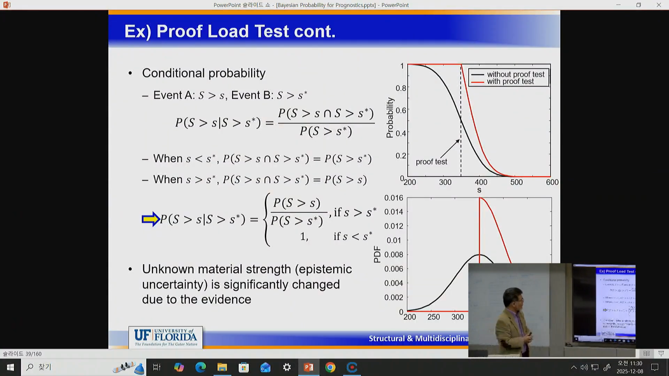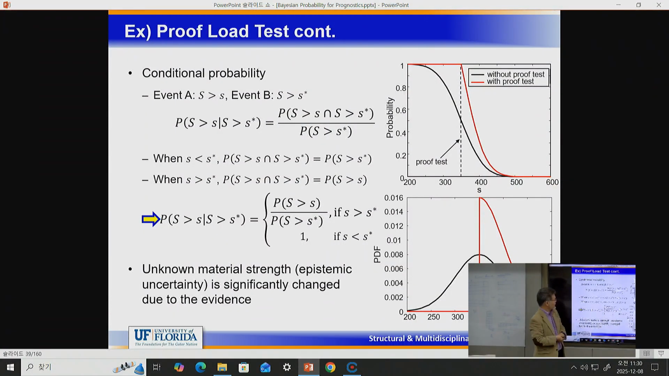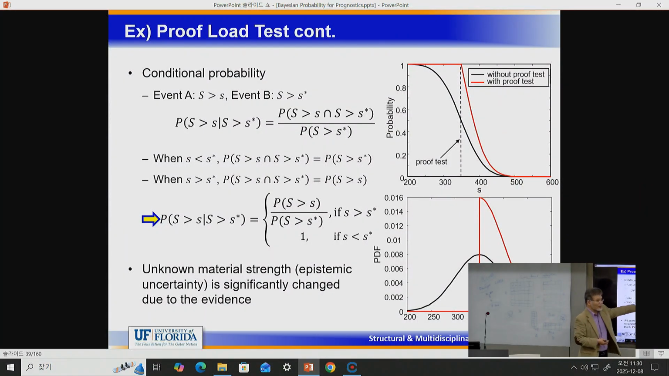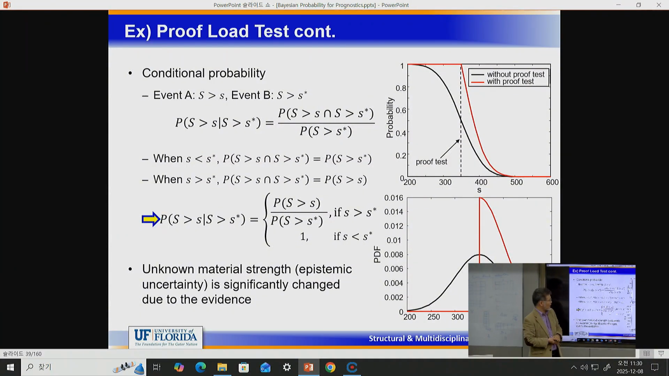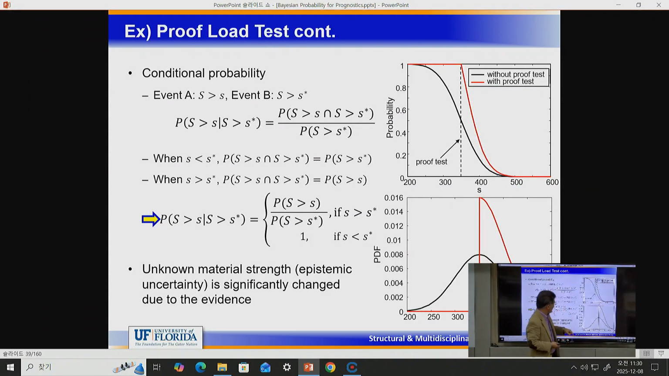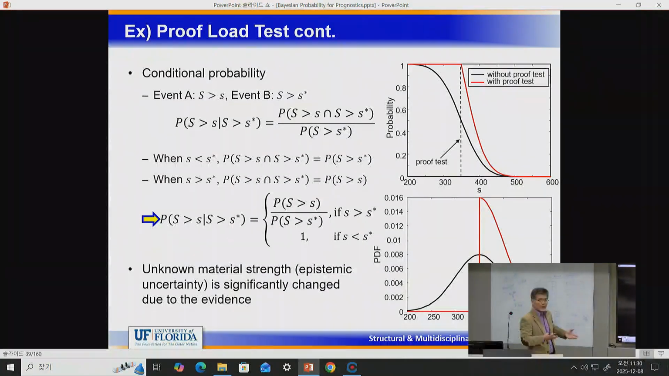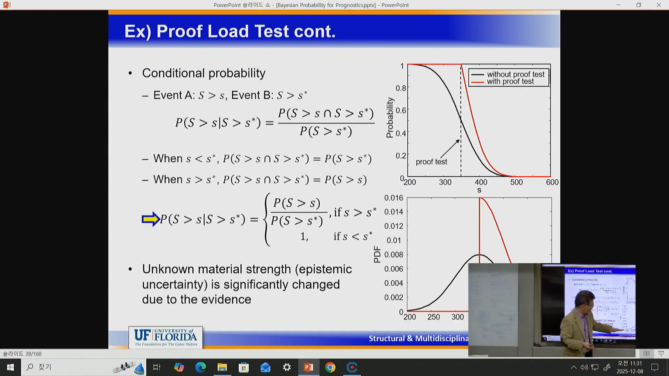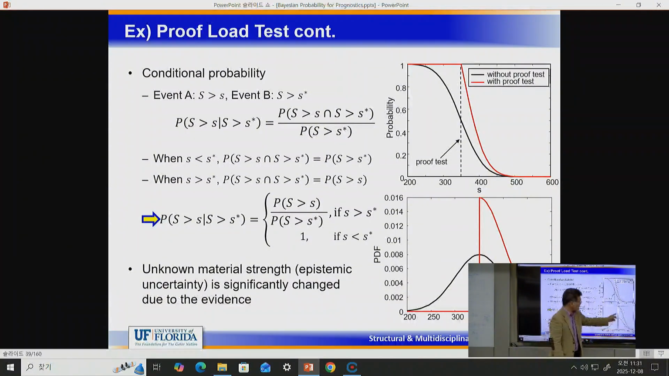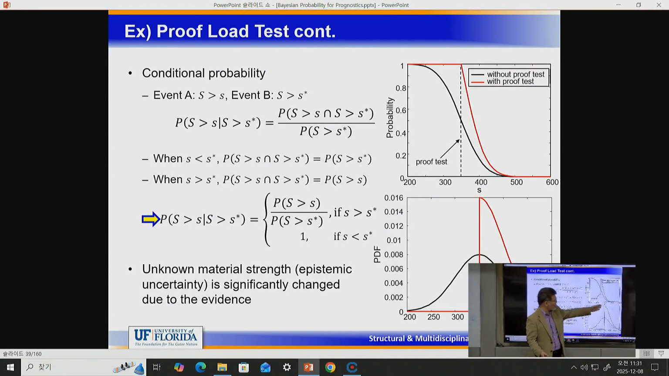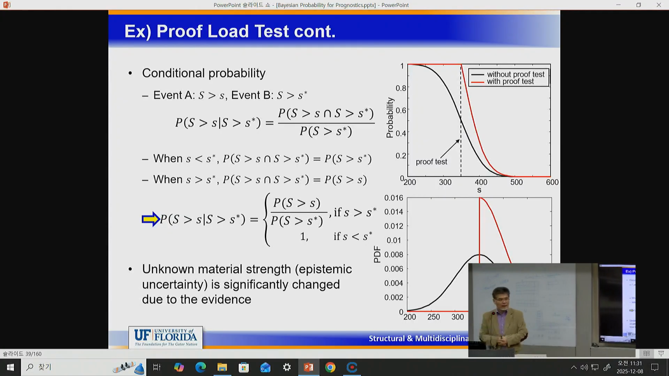Cancel it. When S is greater than S star, then this intersection becomes P of S. So the numerator becomes P of S divided by P of S star. Otherwise, it's 1, and this line is actually the ratio between these two probabilities. If I use the PDF, it is 0 until 350, and then it has a sharp peak and then goes down. Because the area under this curve must be 1, the area under the red curve is 1, and the area under the black curve is also 1, because they are both PDFs.